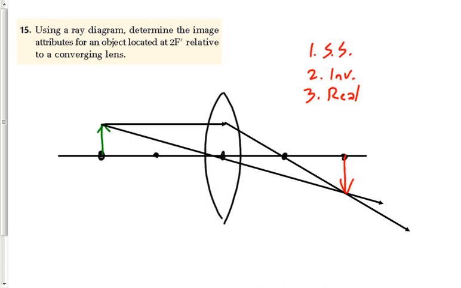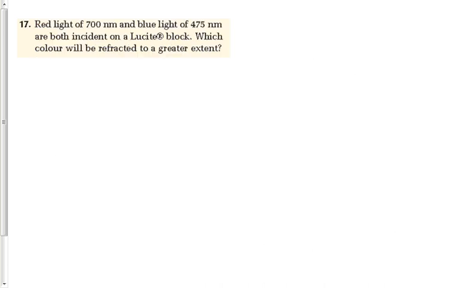And finally, number 17, it says red light of wavelength 700 nanometers and blue light of wavelength 475 nanometers are both incident on a lucite block. Which color will be refracted to a greater extent? This is a question that's actually quite a bit like question number 8, the one we already did, right? Here's the prism. Let's actually change that a little bit. Let's make it black.